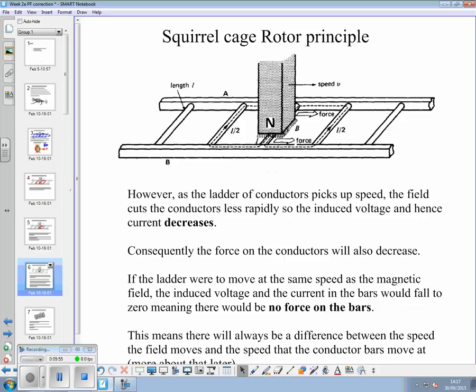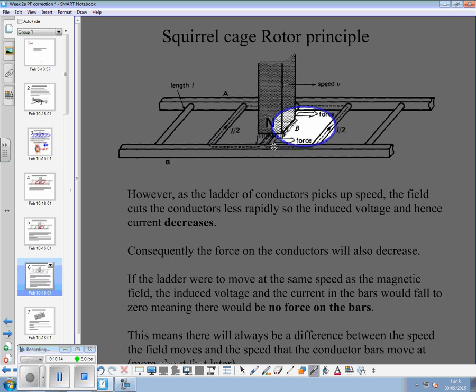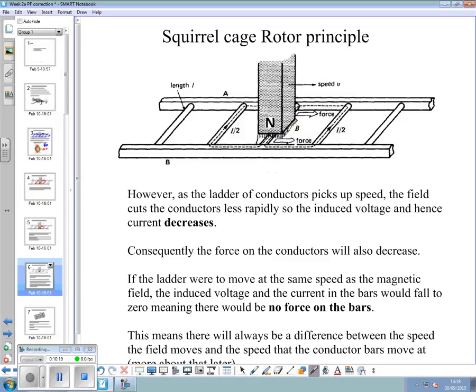If the magnetic field and the conductor were moving at the same speed, you wouldn't have the field cutting across the conductor, and therefore you'd have no induction. So you wouldn't get the currents flowing in here. They would disappear because there's no relative difference in speed. If they move at the same speed, you lose the current in there, and effectively the force would disappear, and the ladder or the rotor would stop moving.